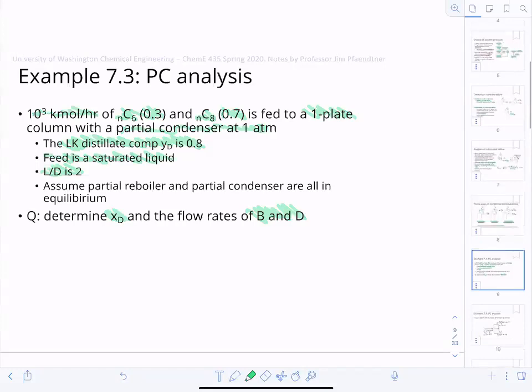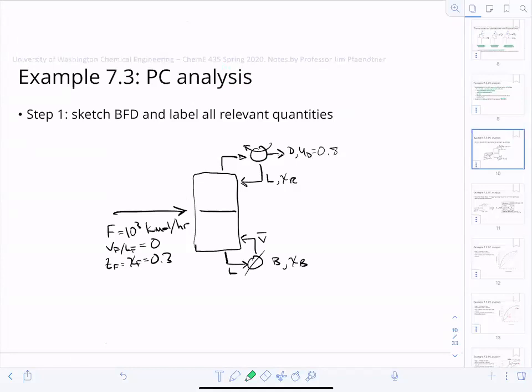So I'll walk you through how we do this, using the same method and approach that I normally take. The first thing we're going to do is sketch the block flow diagram for the process and label all the relevant and known quantities. And this is example 7.3 from your book.